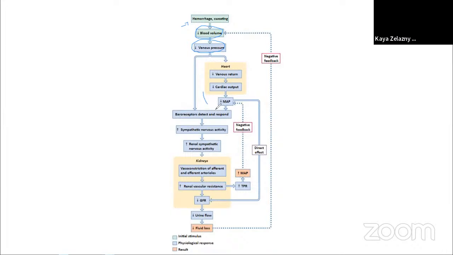Right? So that's the heart part. Okay? So this is all something that happens when we have a drop in blood volume. When we talked about the cardiovascular system, we learned that there are baroreceptors, so pressure receptors that detect and respond to this drop in pressure, right? And hopefully you remember that one of the responses to this drop in pressure, part of this thing called the baroreceptor reflex, is that we have a jump in sympathetic nervous activity in response to this drop in pressure.